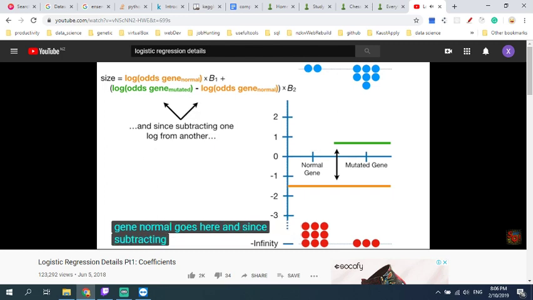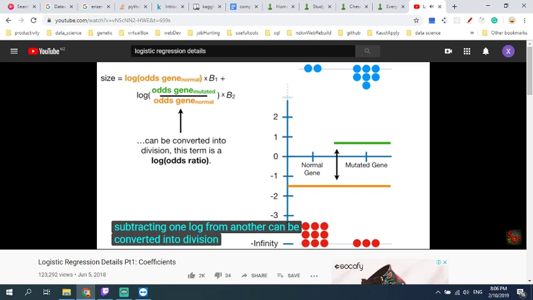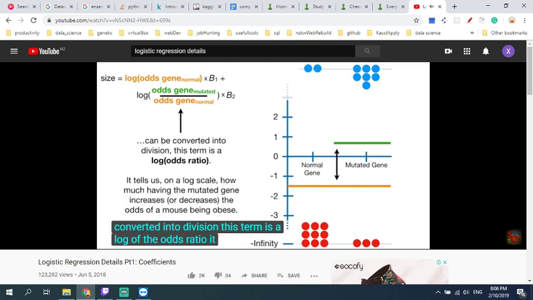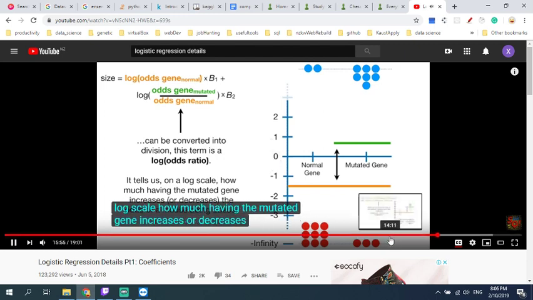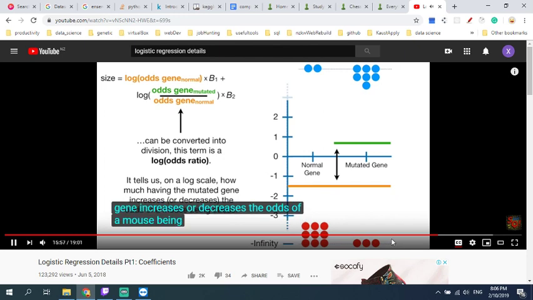And since subtracting one log from another can be converted into division, this term is a log of the odds ratio. It tells us, on a log scale, how much having the mutated gene increases or decreases the odds of a mouse being obese.